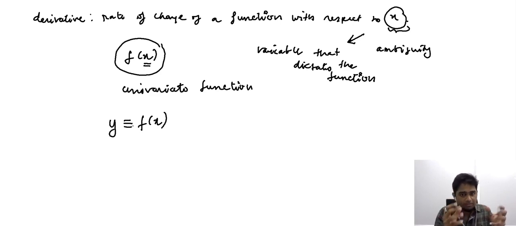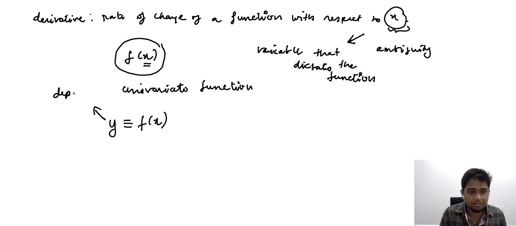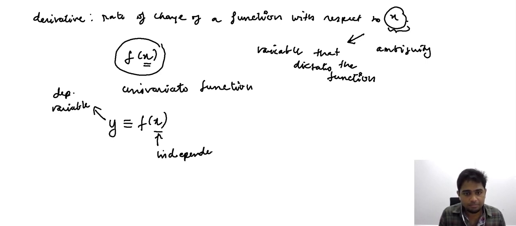So in this case, what we essentially have is, this is again a univariate function, but now we have related this univariate function to another variable, and this variable becomes a dependent variable. So this variable is the dependent variable, and this variable is the independent variable. The terminologies used here are rather straightforward. y depends on x, so therefore y is a dependent variable and x is an independent variable.